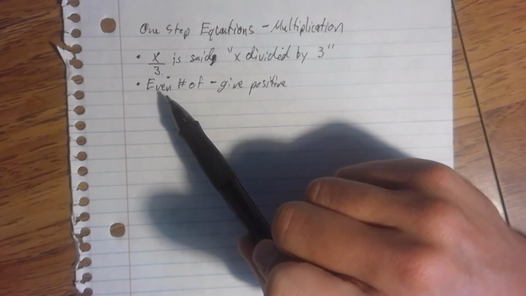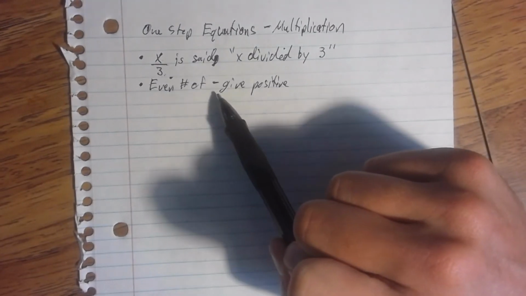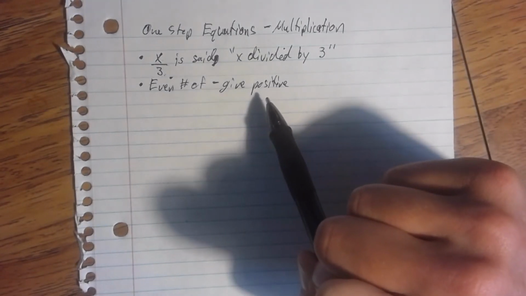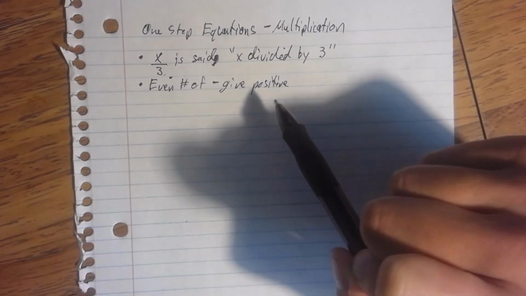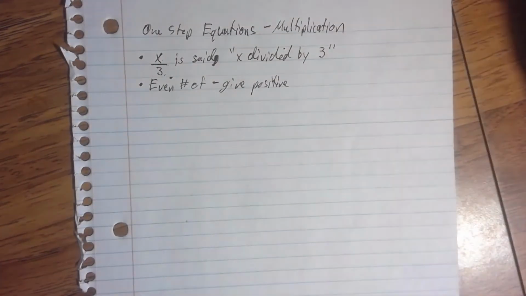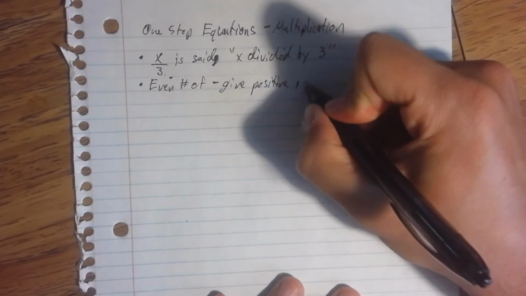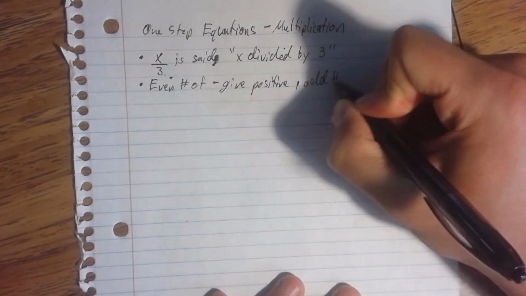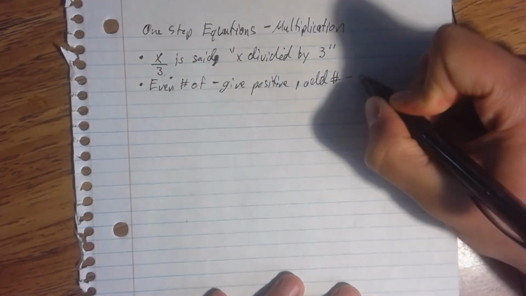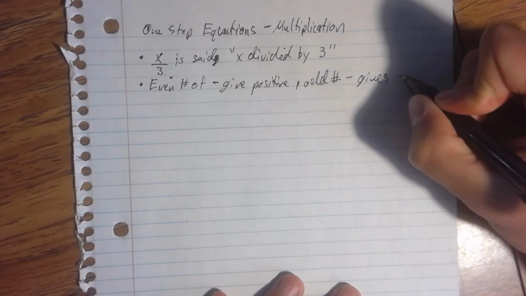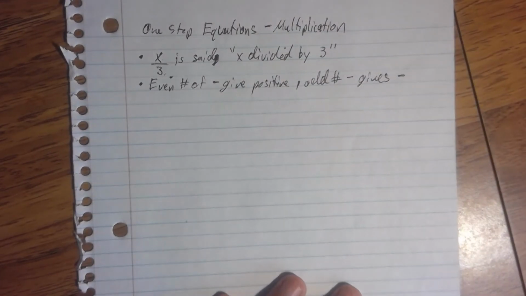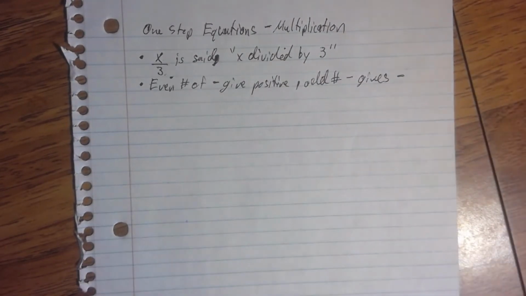And then we also need to remember that if you have an even number of negatives, it gives you a positive, and an odd number of negatives gives you a negative. So okay, let's jump in and do some problems.